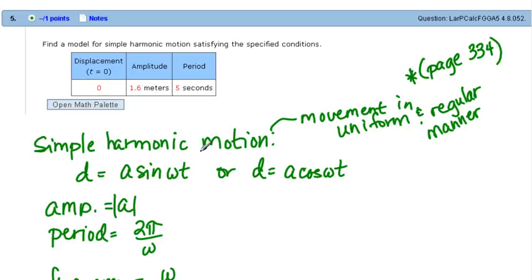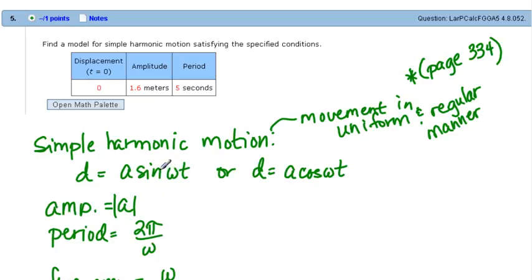You can define simple harmonic motion by d equals A sine omega t or d equals A cosine omega t. A means the same thing that it did before when we looked at trig graphs. A is the amplitude, and omega in this case has to do with our period. You remember the period is 2 pi over omega. So if we don't know what the period is, we can set 2 pi over omega equal to that given period and solve for what the value of omega needs to be.